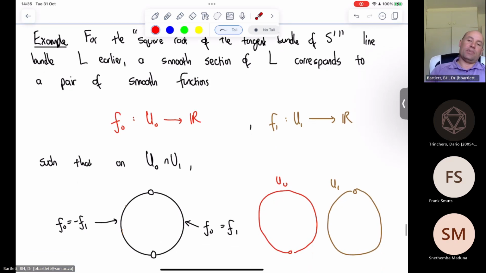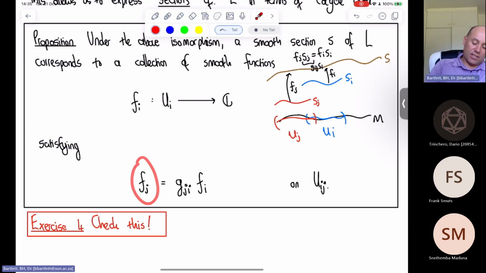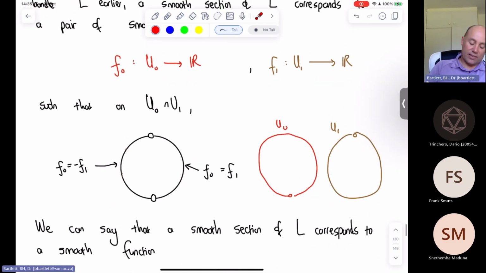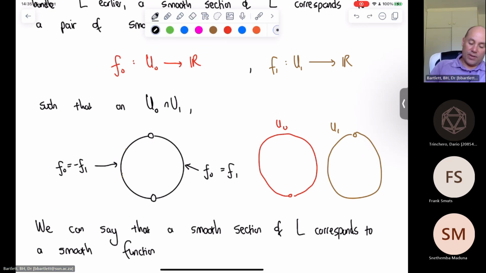And on the overlap, they don't have to agree. In fact, they must disagree in a certain precise way, because we want that on the overlap, the one function must be equal to the transition function times the other function. So we calculated the transition functions just now. So that means that over here, F0 is defined everywhere here, and F1 is defined everywhere here. And the condition is that over here, F0 must equal F1. And over here, F0 must equal minus F1. Those are the transition functions.